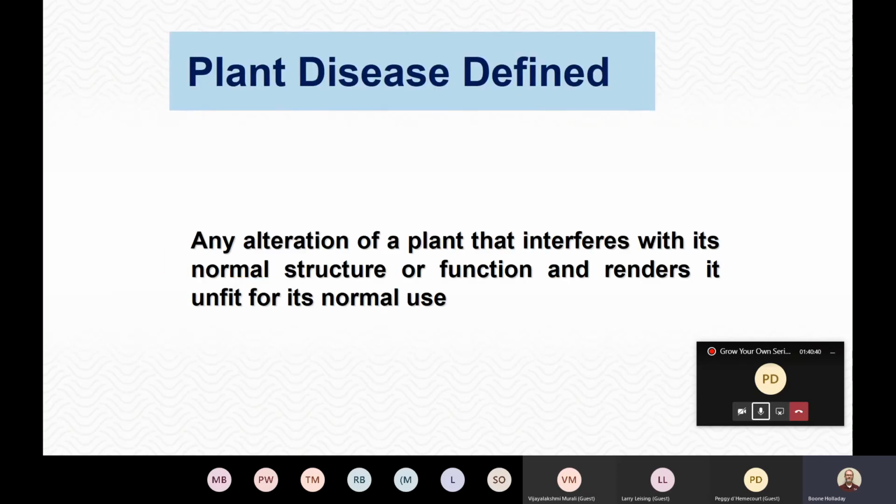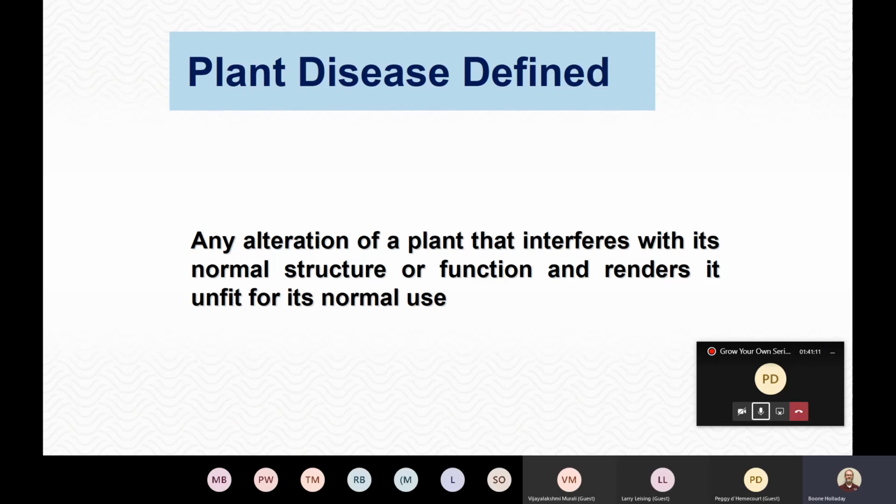Okay, well, let's move on here. The second part of this is plant diseases. Plant disease is the alteration of a plant that interferes with its normal structure and function and renders it unfit for its normal use. So there's a difference between a plant pathogen or organism and disease. The disease is when that pathogen is able to affect the plant in a negative way.